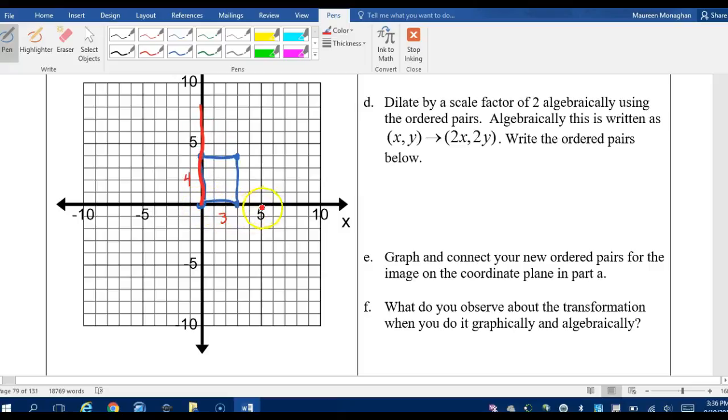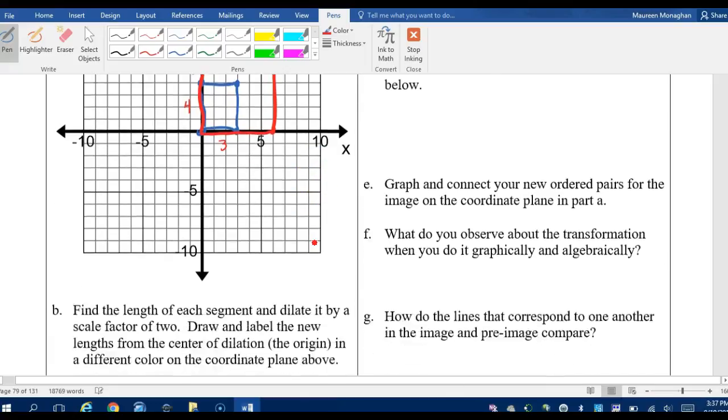This, instead of 3, is going to be twice that, and that's going to be 6. So that's going to go all the way out to here. And then we would just connect all of these. So what we've done is we've just doubled the size of this, and we did it in a different color.